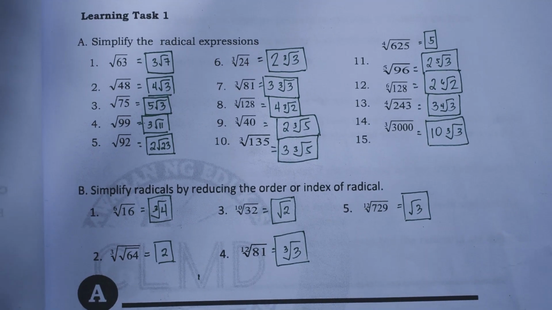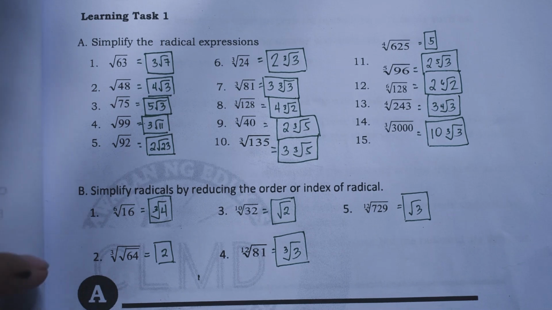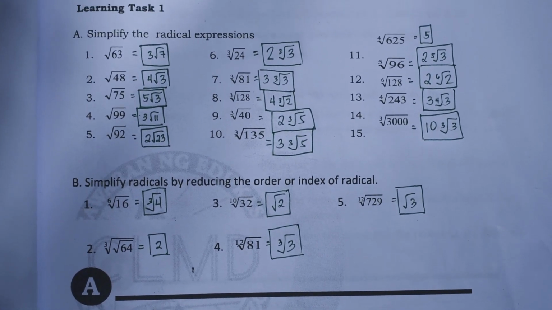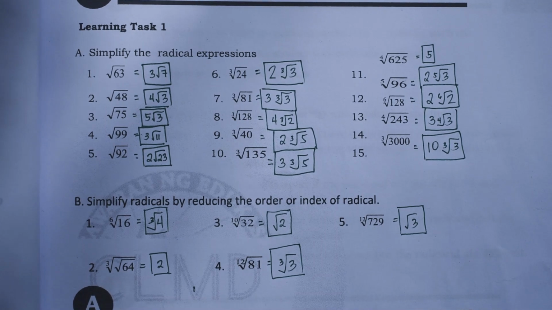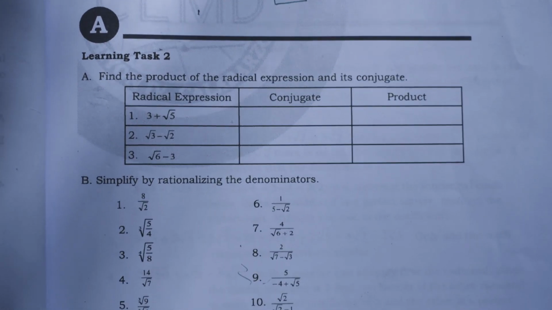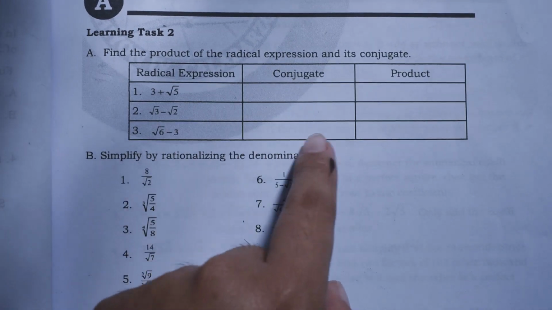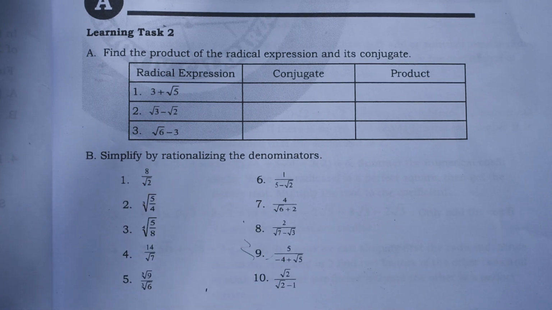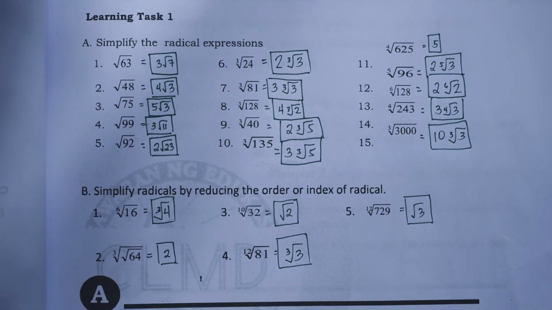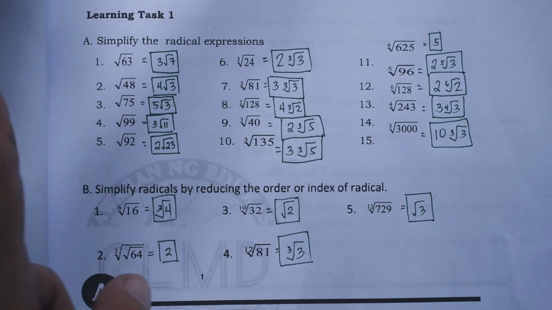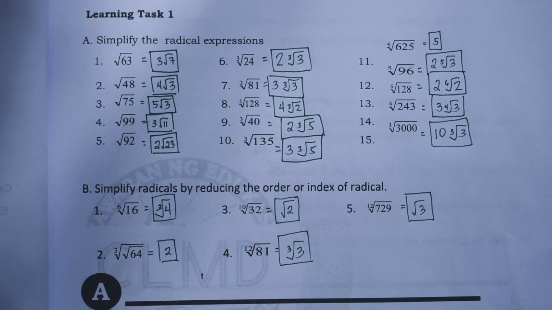Ayan, so natapos na po natin ang learning task number 1, letters A and B in your module. So, ibig sabihin, magpoproceed na tayo sa learning task number 2, pero dito po muna puputulin ni Teacher Camille ang aking video dahil medyo mahaba na po. So, i-discuss po ni Teacher Camille yung learning task number 2. So, ito po, ayan siya, yung may conjugate product and then simplify by rationalizing. Dahil panibagong concept po ulit yan, i-discuss ko na lang sa aking next video. So, we're done with numbers 1 to 15 sa letter A and numbers 1 to 5 sa letter B.